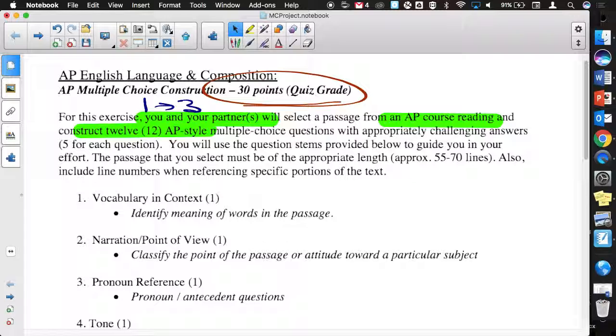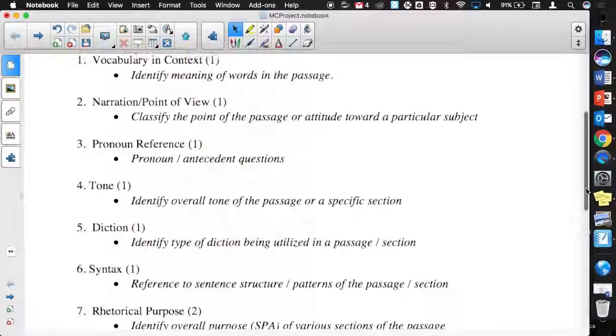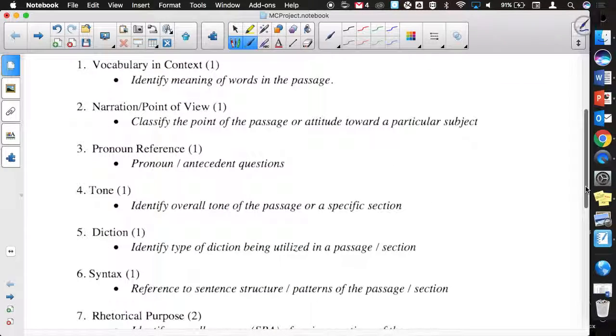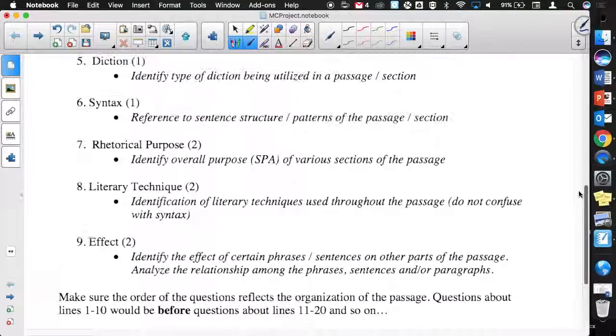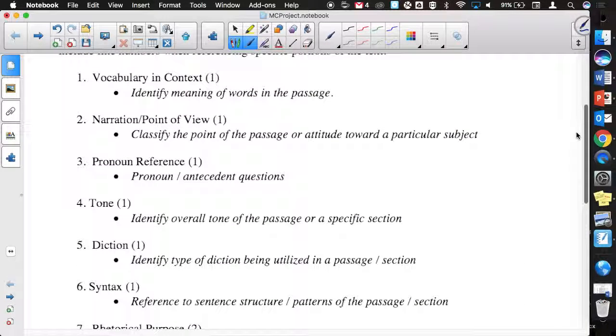What you're going to do then is come up with 9 different types of questions. So we've got vocab and context, narration, point of view, going all the way down to effect. So everyone's going to have these 9 types. This is not the order that they're going to appear in, but these are the types of questions.